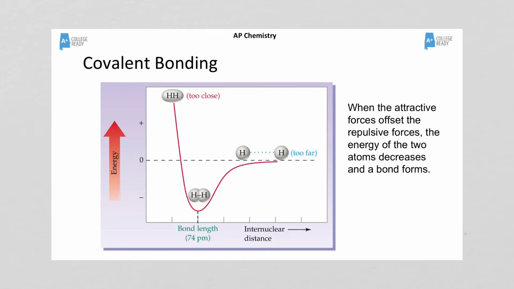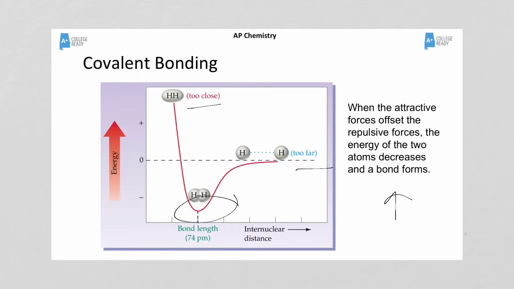Here's the covalent bonding graph. This shows you, based on the definition, that bonds form to achieve the lowest energy possible. So when you see this valley graph, always look for the lowest point. The lowest point tells you where this bond forms. That's where the most energy is released, and you can see it says too close, too far, and then this is kind of the just right. This is where you have the attractive forces offsetting those repulsive forces.